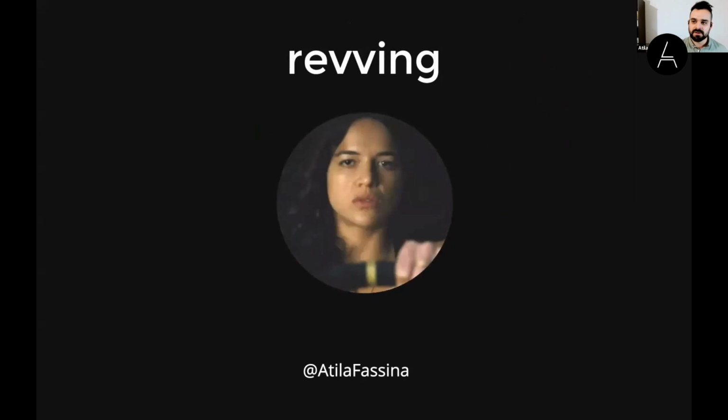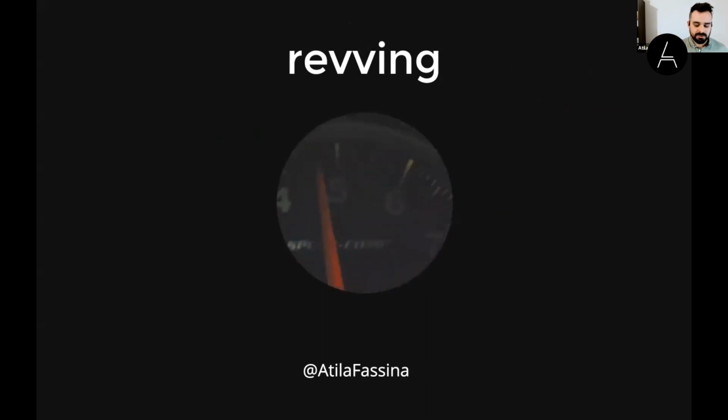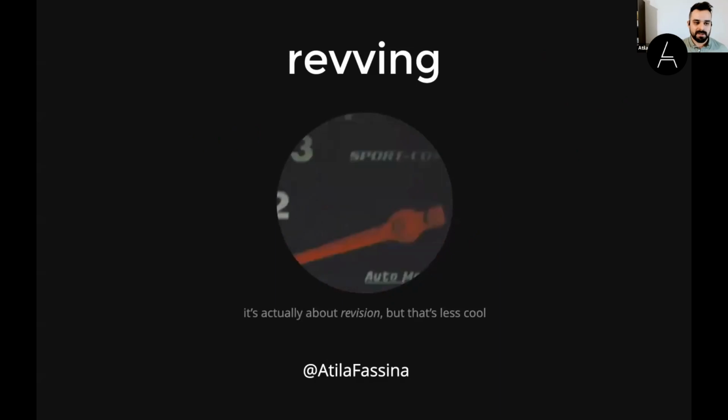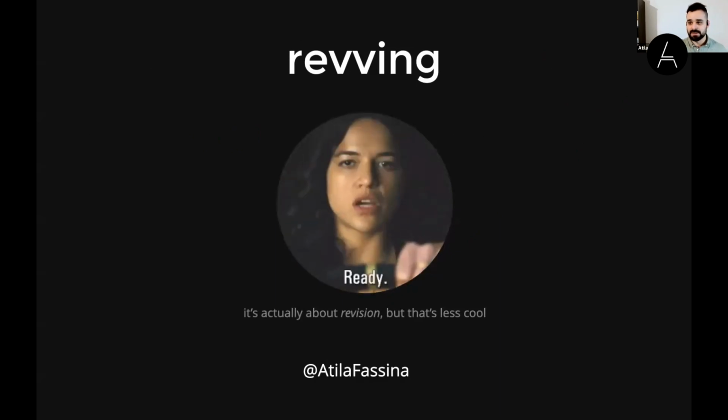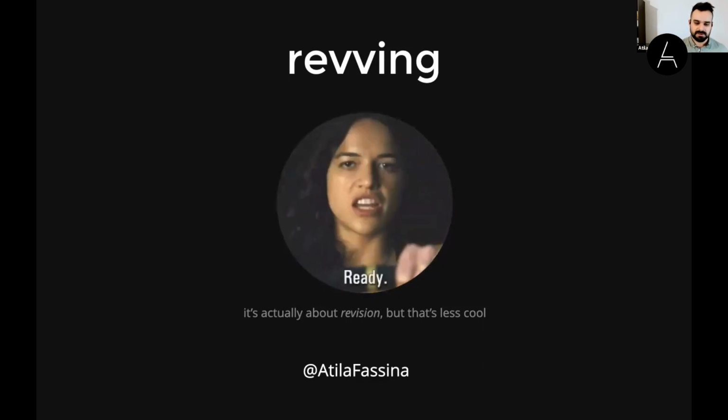And then we have a few strategies for dealing with cache. The most common one, probably the most famous one, is Revving, which actually has nothing to do with Fast and Furious and has nothing to do with the revving of an engine. It's actually based on revision, but it was cooler to put a Fast and Furious GIF over there.